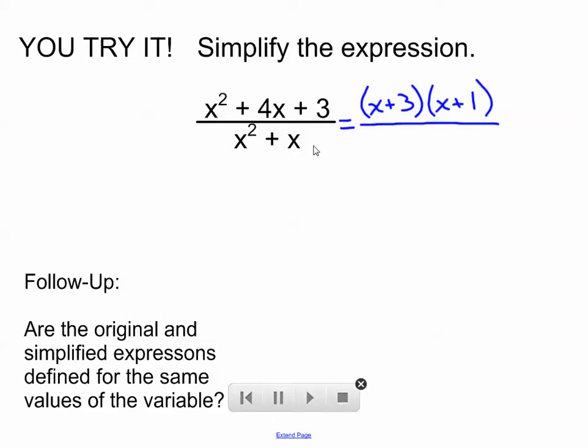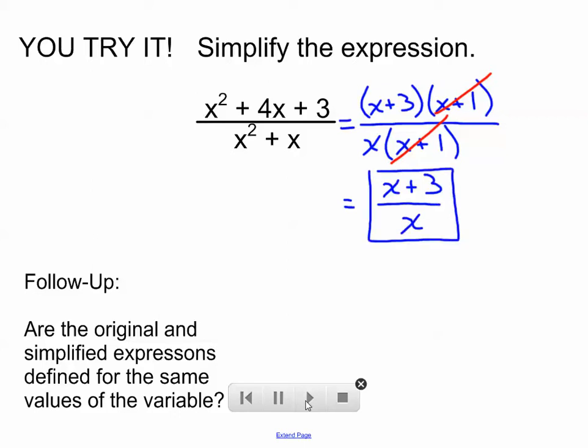On the bottom, I can factor that expression by taking the GCF out. Greatest common factor is x. And then I see some common factors here in the numerator and the denominator that can be canceled out. So there we have simplified the expression.